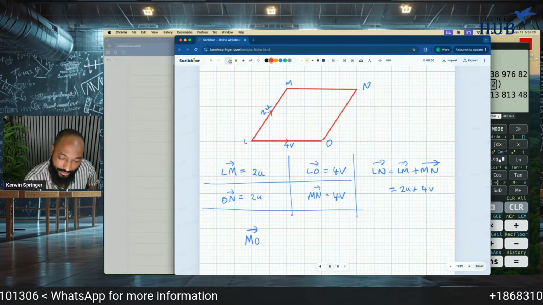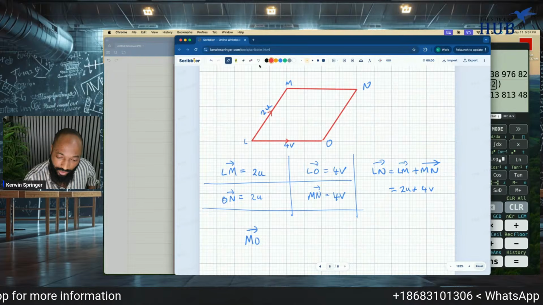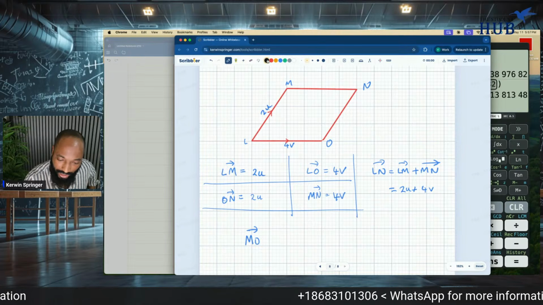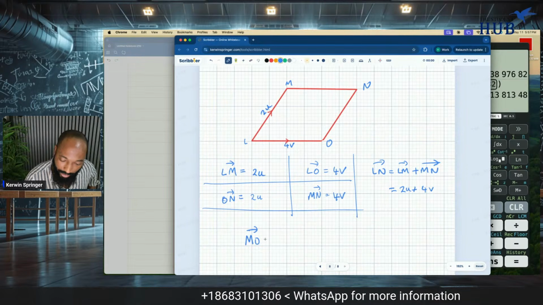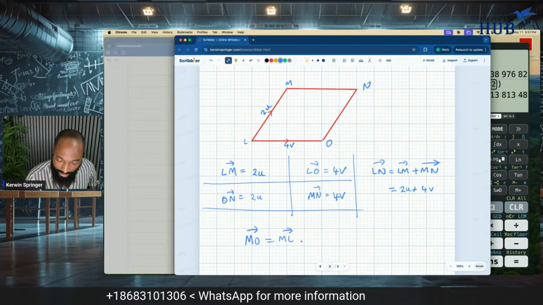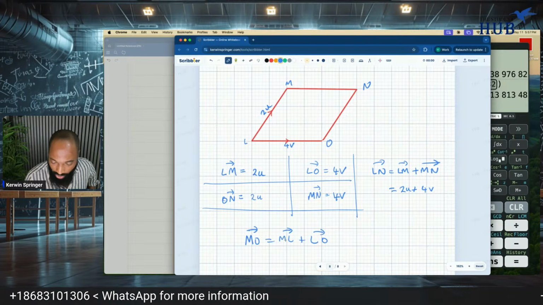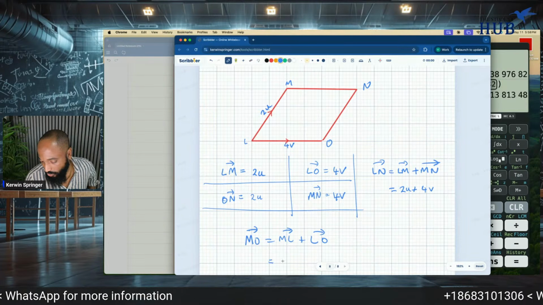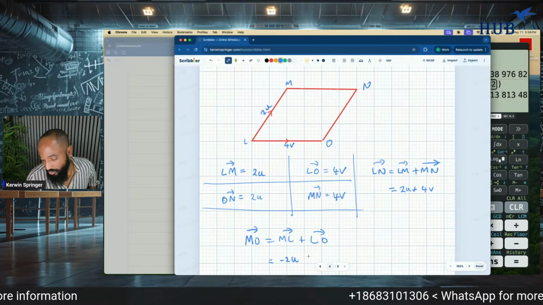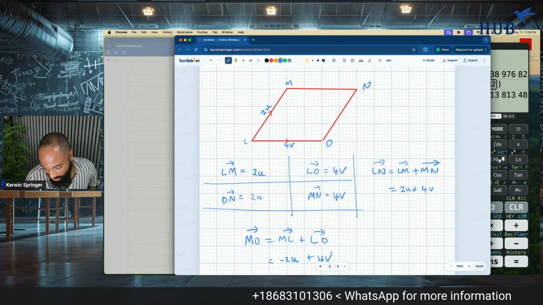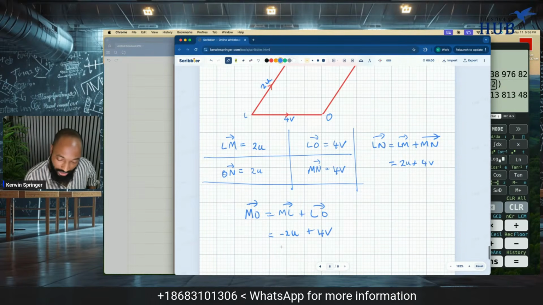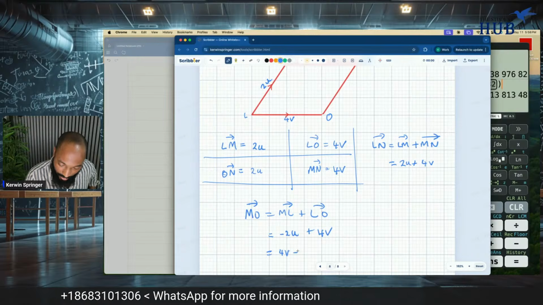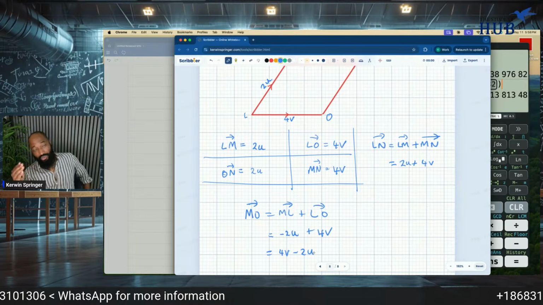So if I write this, I would be writing what? I would be saying to myself, well, I'm trying to go from M to L, then pick back up from L and go to O. M to L is not 2u, it's negative 2u, plus I'm going in the direction of LO, so that's 4v. So this can be better written as 4v minus 2u, or minus 2u plus 4v.